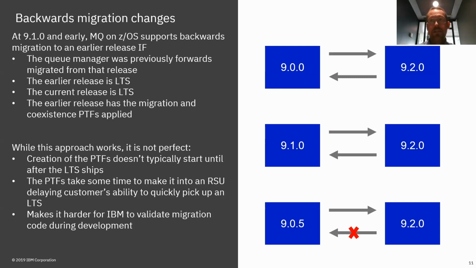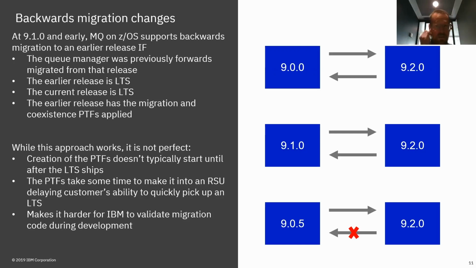And then, those PTFs would be available, but they'd take time to make it into an RSU. And then it would take a while for that RSU to become part of the quarterly RSU, and then there'd be a delay in the customer picking it up. And that meant that actually, when you put out, say, MQ91, it was at least 6 months before the customers were even ready or able to pick up those PTFs, because they hadn't been into a proper RSU by that point.